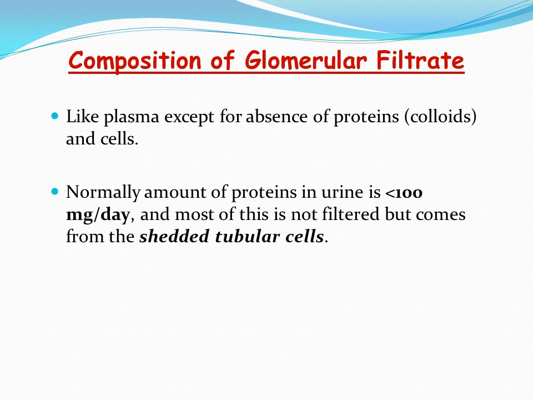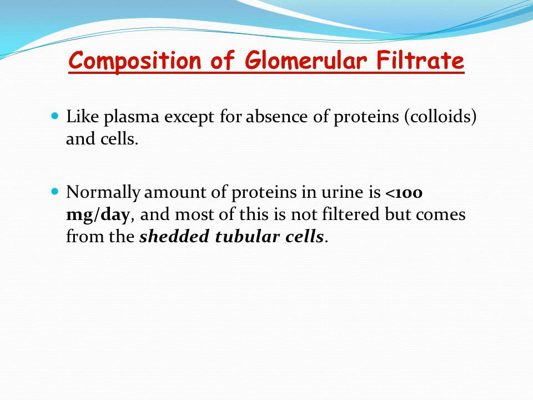Coming to the composition of the glomerular filtrate, it contains all the substances present in the plasma, except that it is devoid of plasma proteins and any protein-bound substances. The composition is like that of plasma, except for the absence of plasma proteins and also blood cells. Plasma proteins are not filtered because of their molecular size, and second, because they are negatively charged.